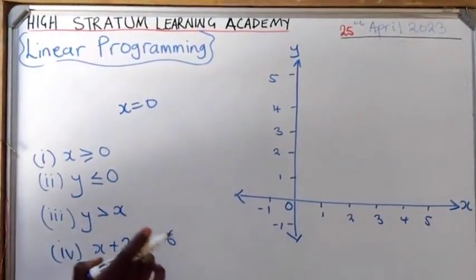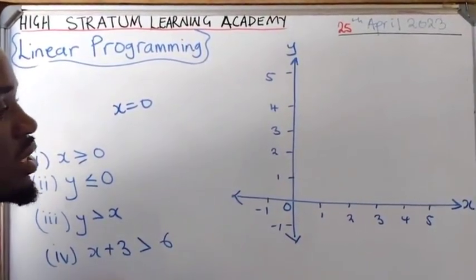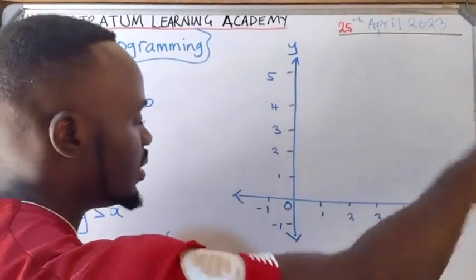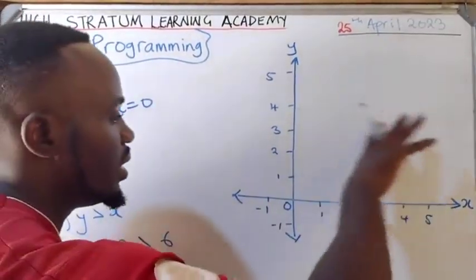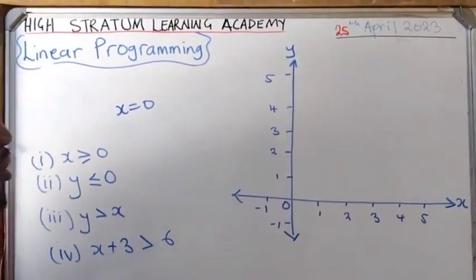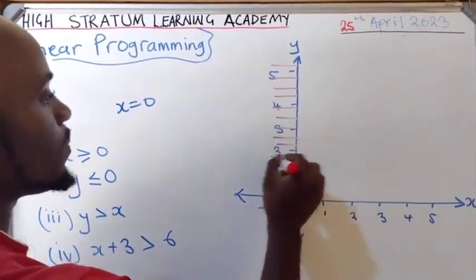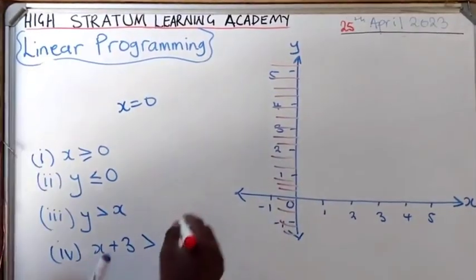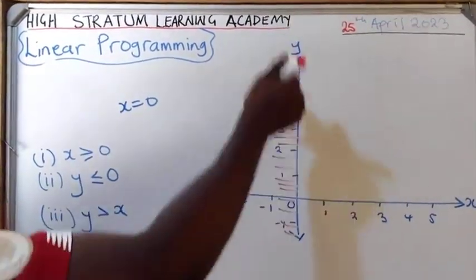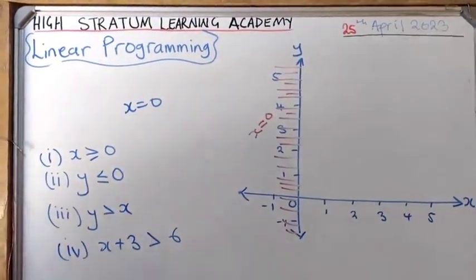Now remember what the instruction said. They said shade the unwanted region. In other words, we shade the opposite. The wanted region is this side, greater or equal to 0. So we are going to shade the opposite, we are going to shade this side. This is the line x equal to 0. We have shaded the opposite. So I'm sure you've understood this one.